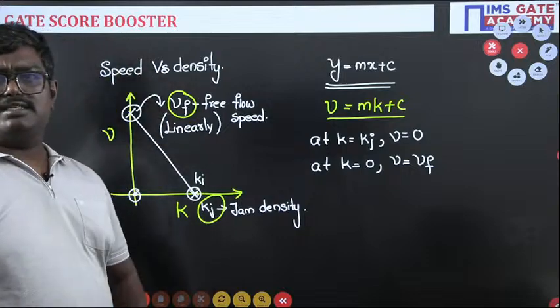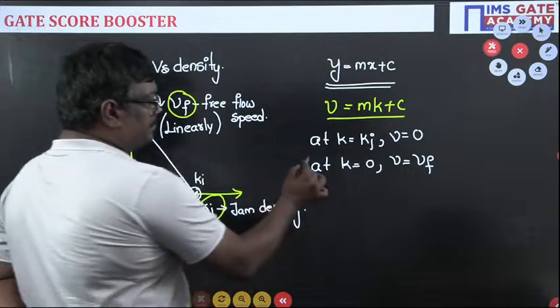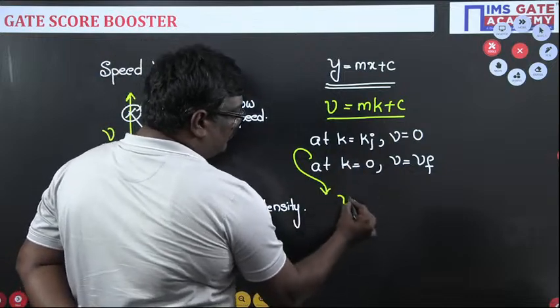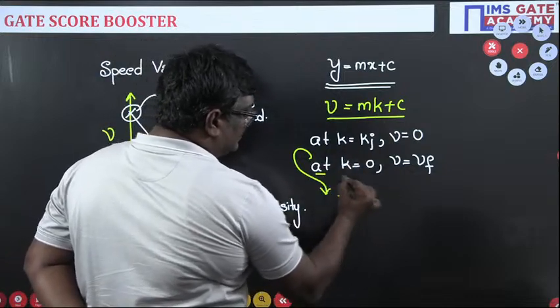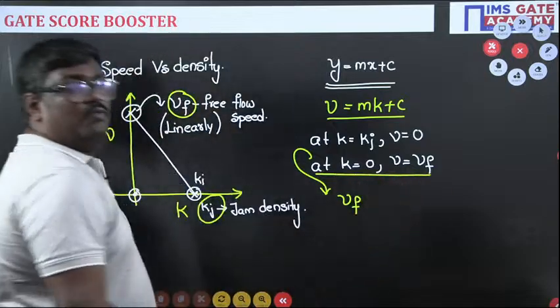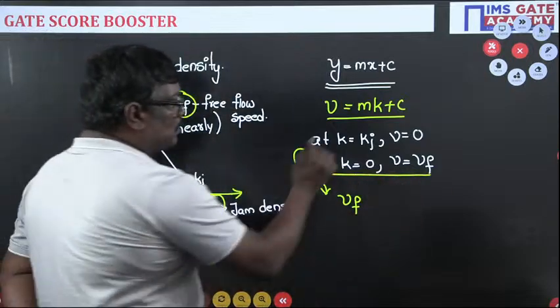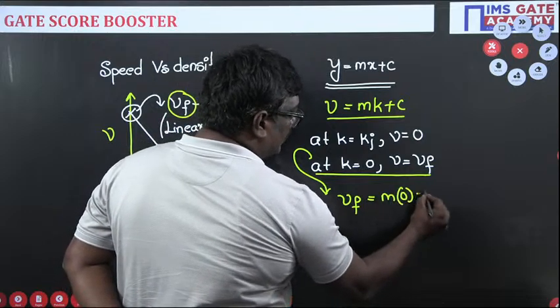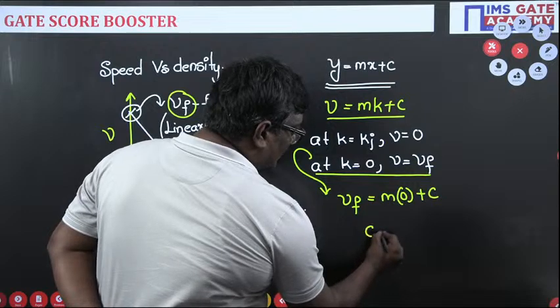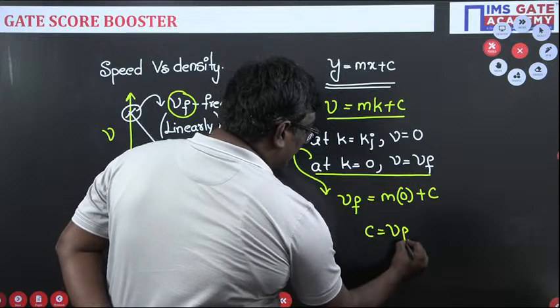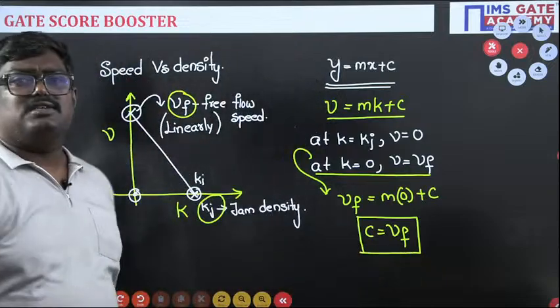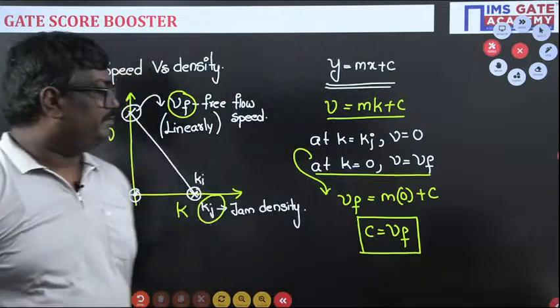Now see students, let me apply this equation. Here v is equal to what, sir? Vf. I am applying this equation, sir. K is equal to 0, v is equal to vf. So vf is equal to m into 0 plus c. So what will be the value of c? C value will be equal to vf.